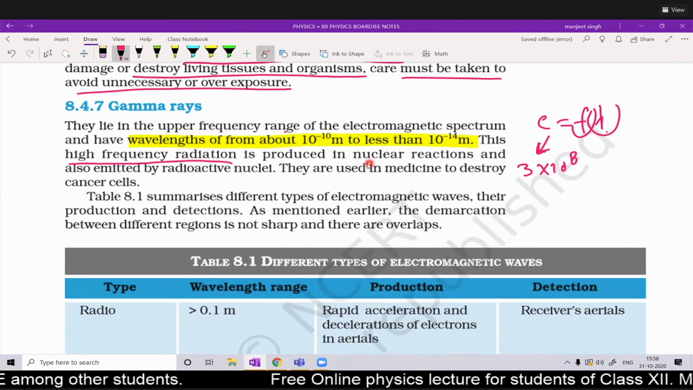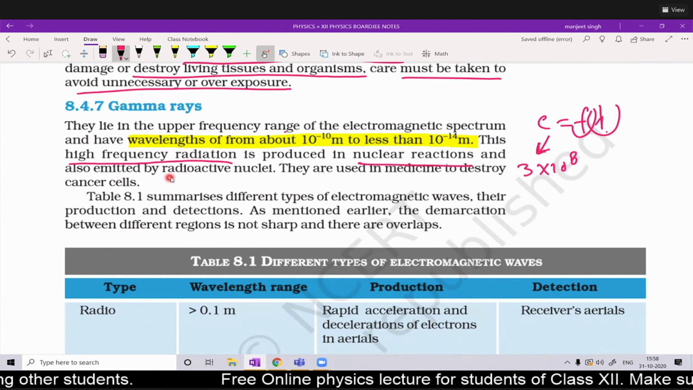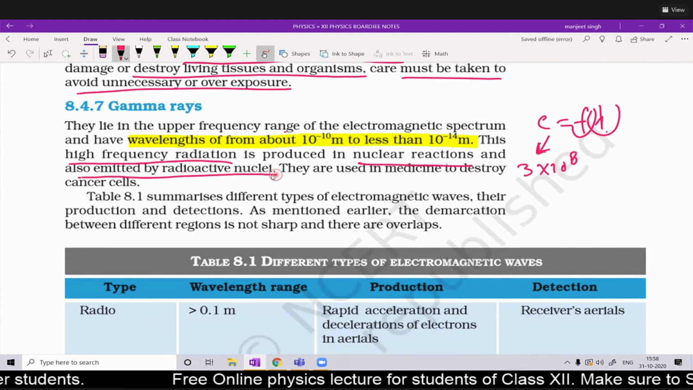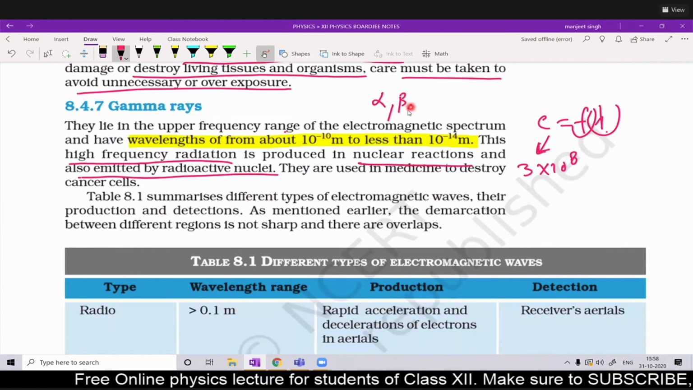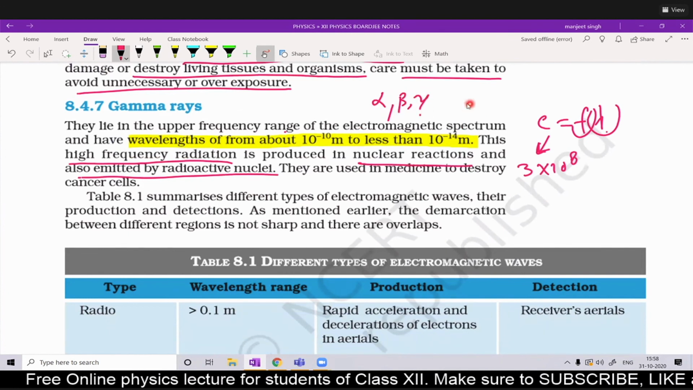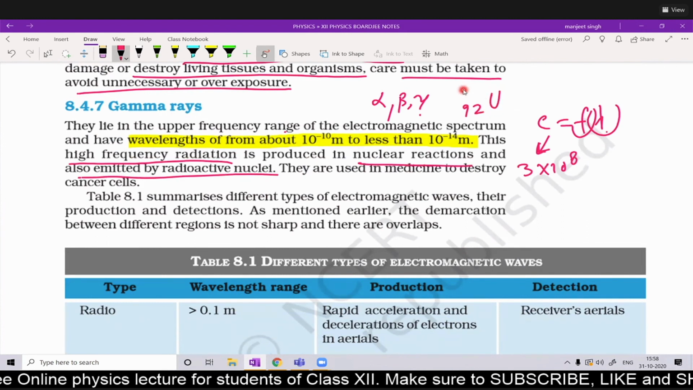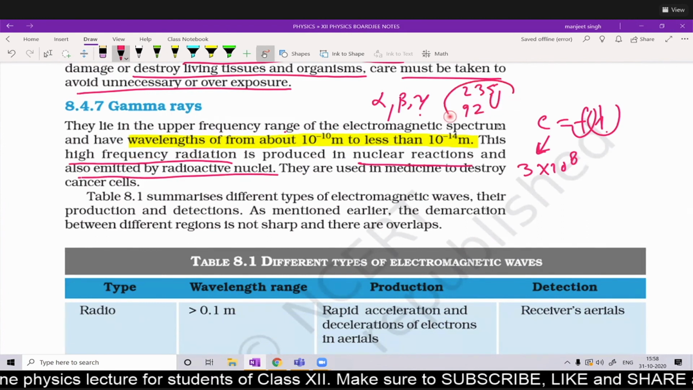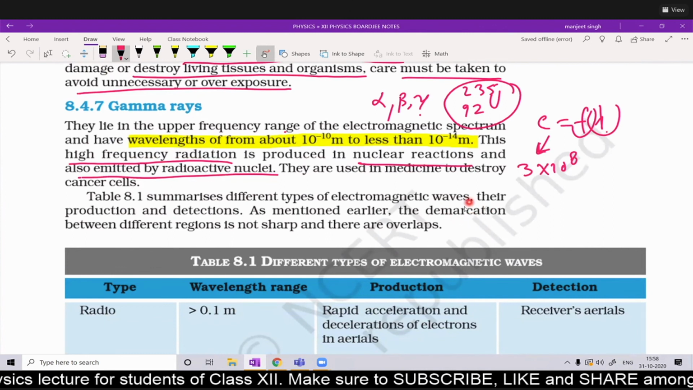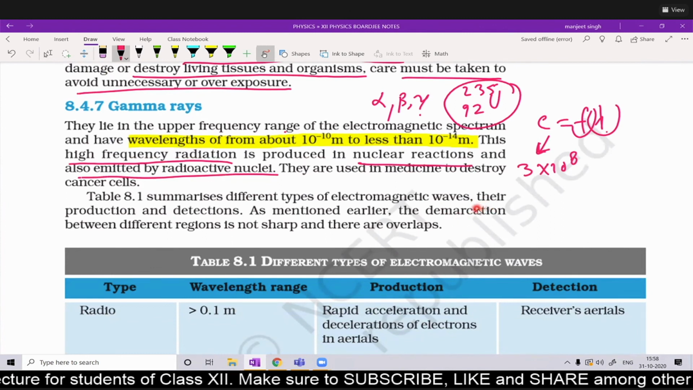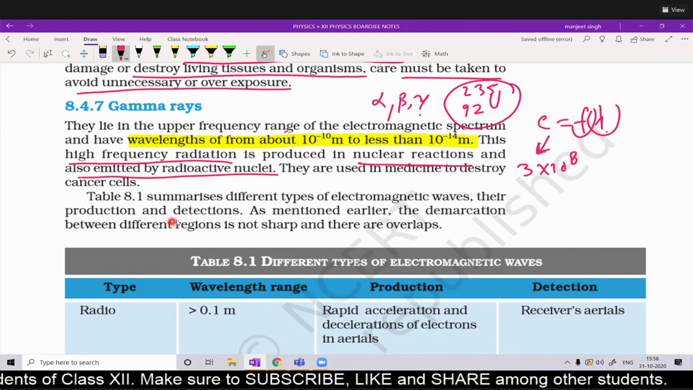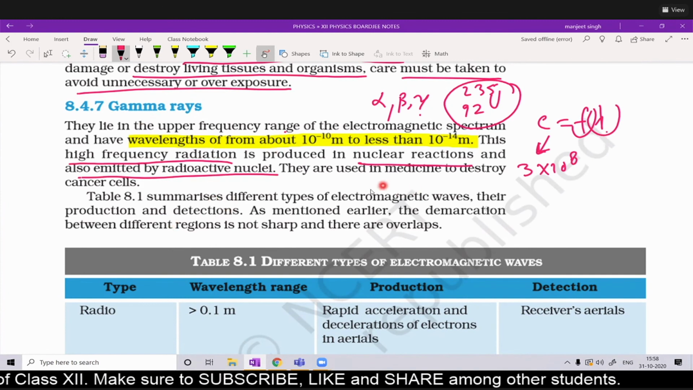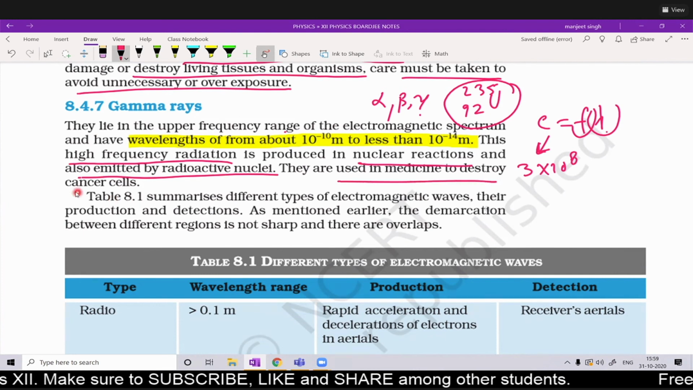Now this is produced in nuclear reactions, and these are also emitted by radioactive nuclei. Alpha, beta and gamma rays are emitted from radioactive nuclei, like uranium-235. These are used in nuclear fission and making the atomic bomb, and also for useful purposes such as nuclear power plants. These gamma rays are also used in medicine to destroy cancer cells.